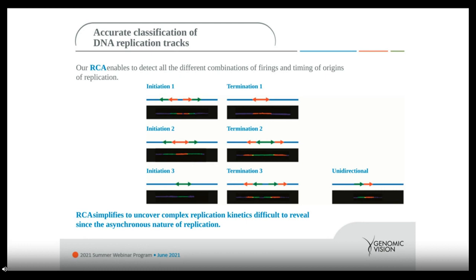The other strong point of our RCA is that we can always see the blue, the single-strand DNA, at the extremities of the replicons. This allows us to avoid any bias of DNA breakage in the analysis by using our molecular combing technology.